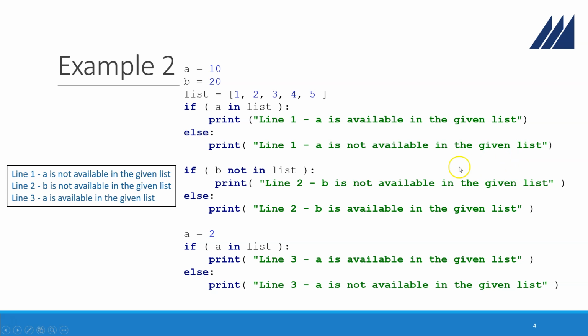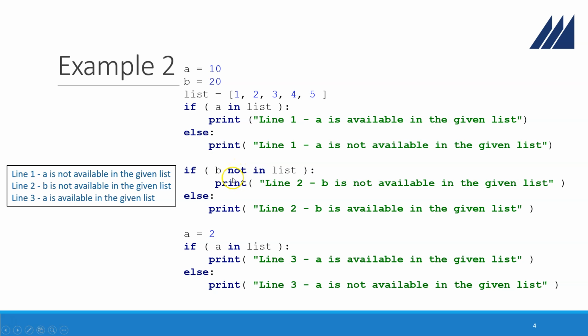If you run this code, this is the first output. Let's continue the program. The second one is testing if b not in list. So is b, which is 20, in the list? No, false. Not false means true. That being said, I'm going to take the branch which prints line 2, b is not available in the given list. It gets a little confusing, but with more practice you will understand the not.